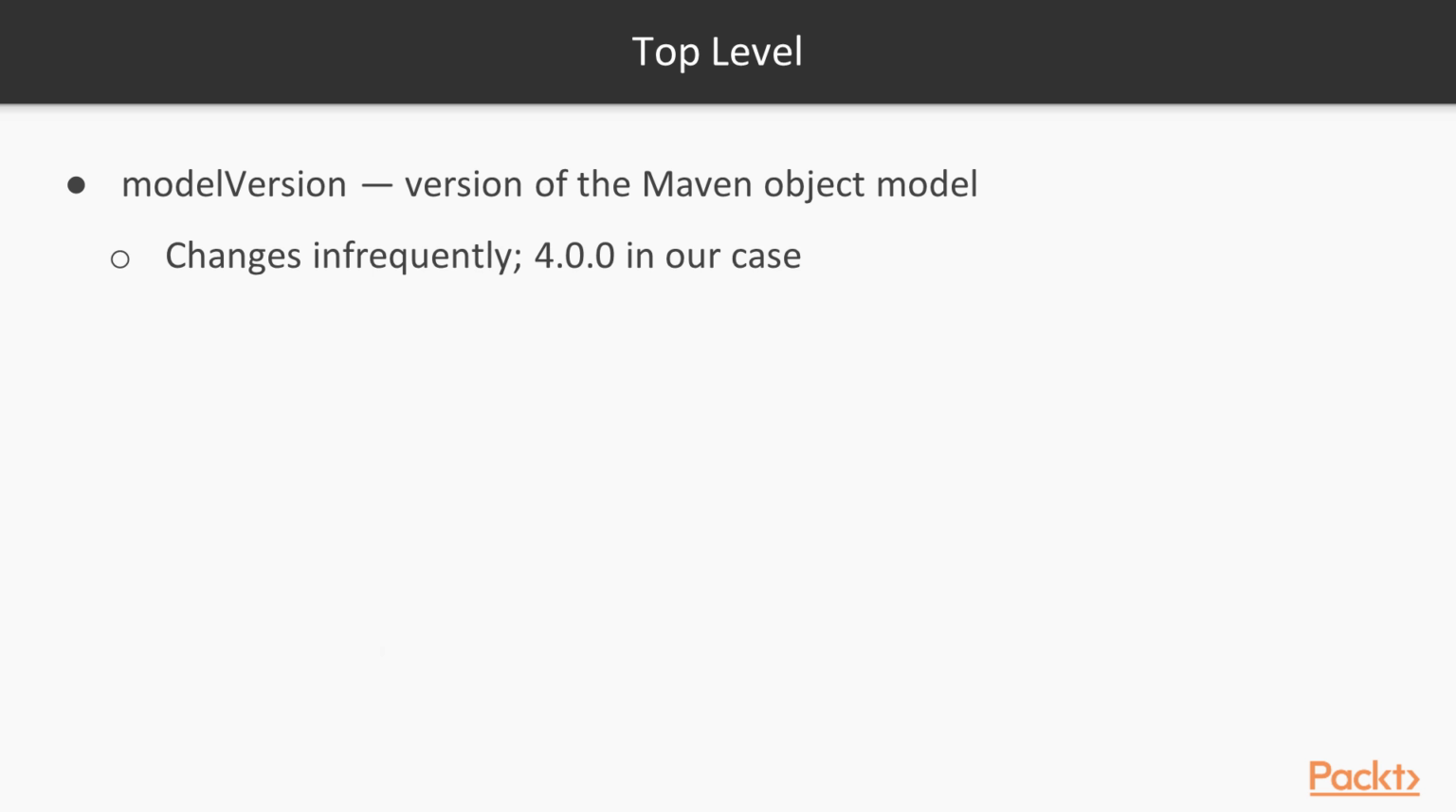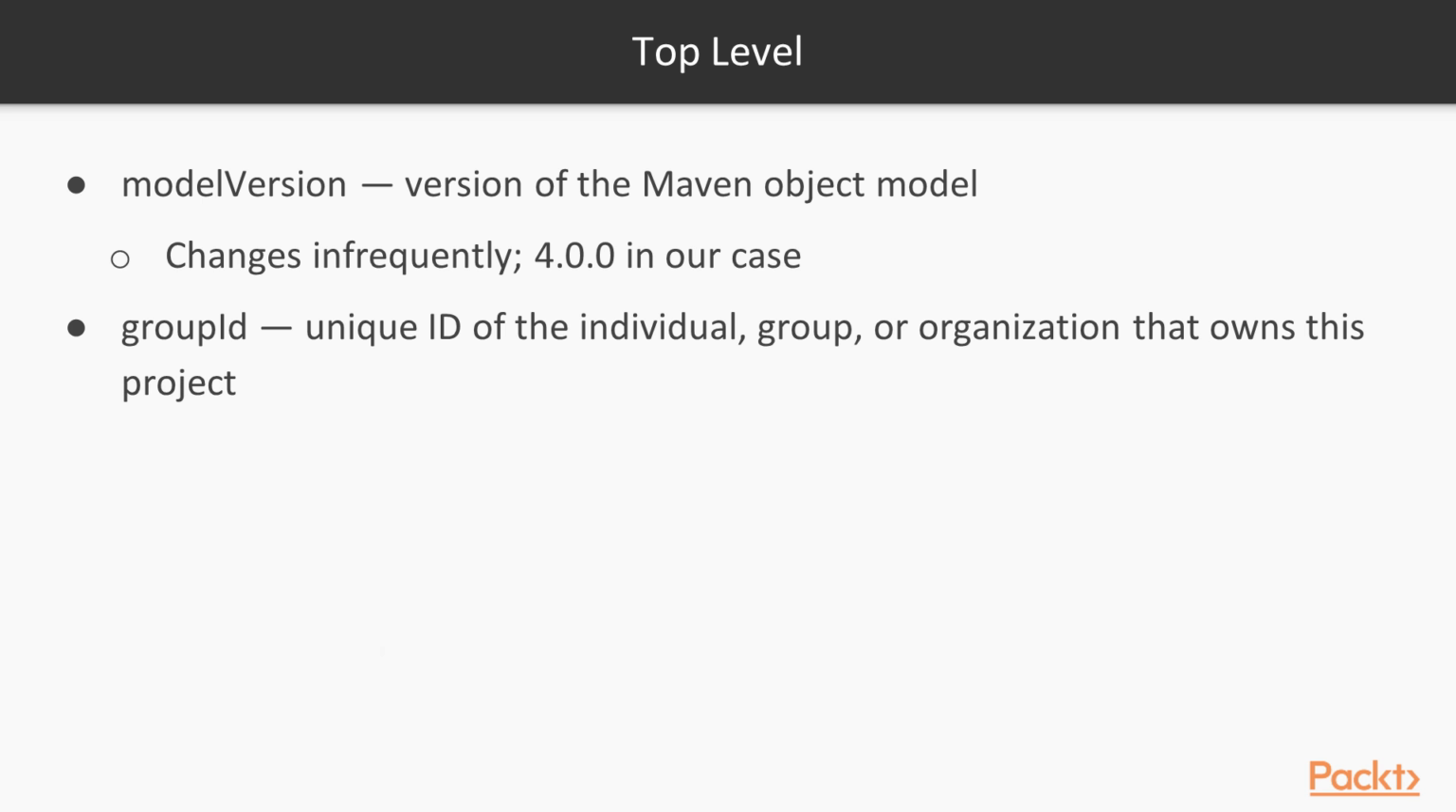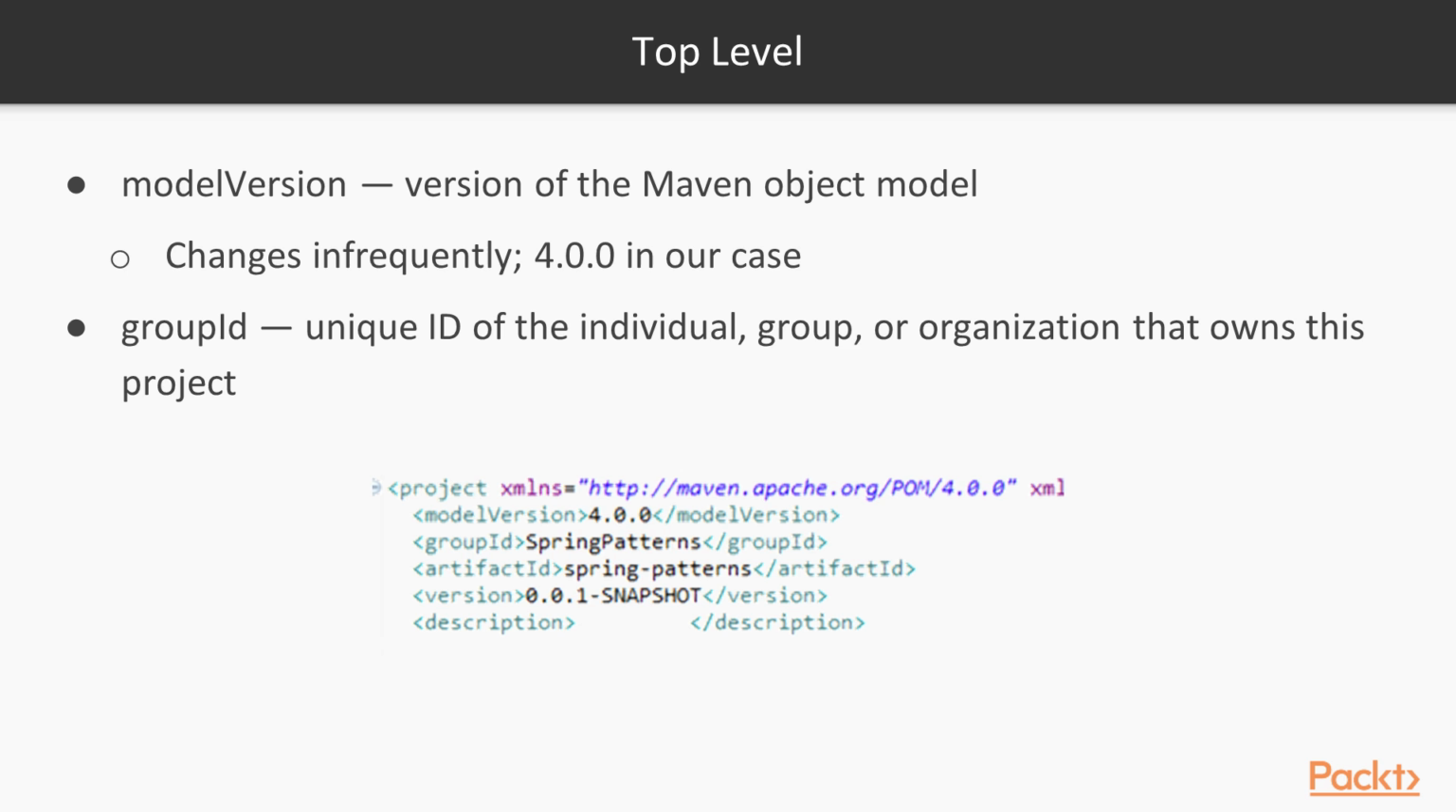This doesn't change frequently, but it is important to describe what version of Maven we're using. In our case, it's just going to be 4.0.0. Next, we have the group ID, which is some unique identifier of the individual, group, or organization that created this project and that owns this project. You see in our example, I'm using Spring Patterns. It could be anything. We could say packed, we could say com.plant flashcards, or just plant flashcards or plant places.